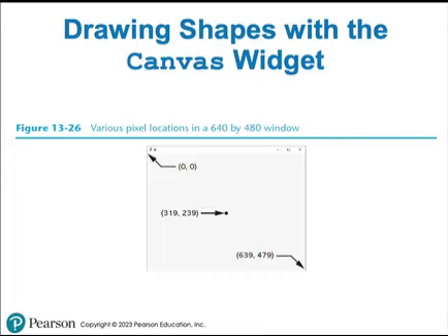So positive X is to the right, positive Y is down. That is the opposite, for example, of Turtle Graphics. And then they're showing you the point that is in the middle, the coordinates of that.